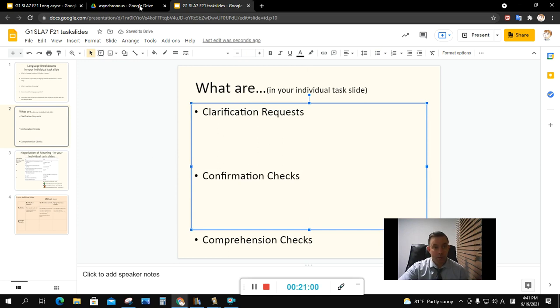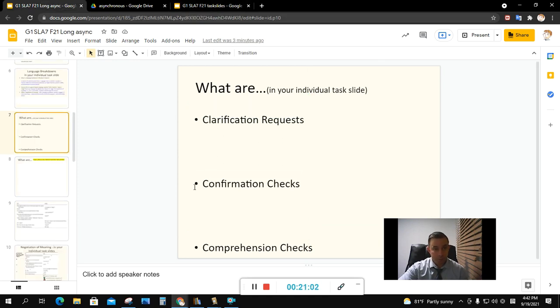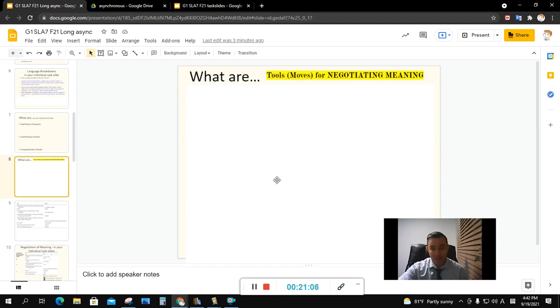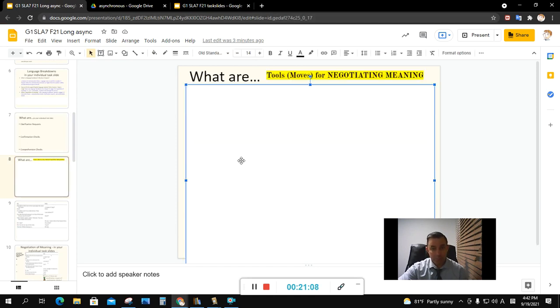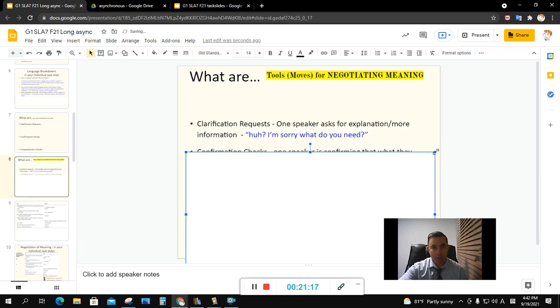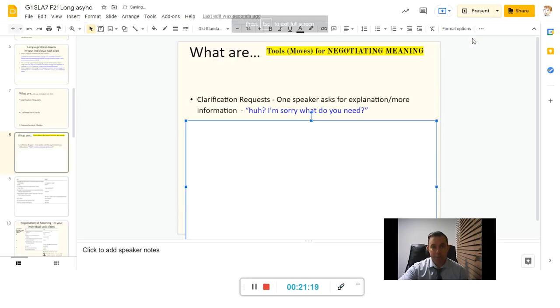And then I'll guide you to the next one. Okay, so you've hit pause and you have typed your answers. Now these are, what are they? They are tools or moves for negotiating meaning. Okay, I said a little bit about this earlier.